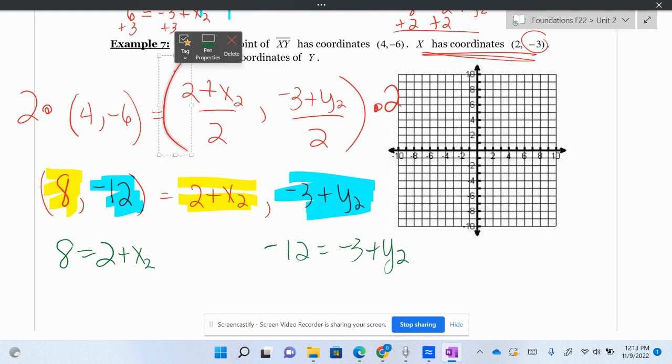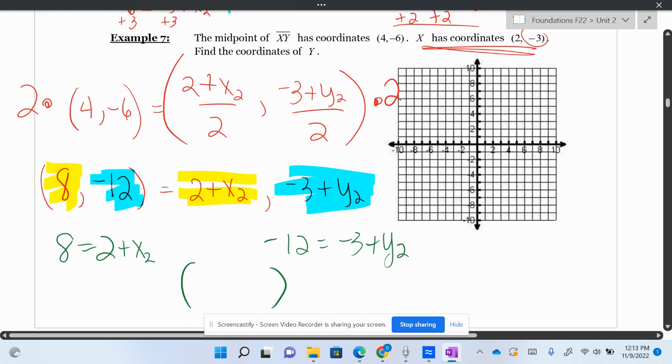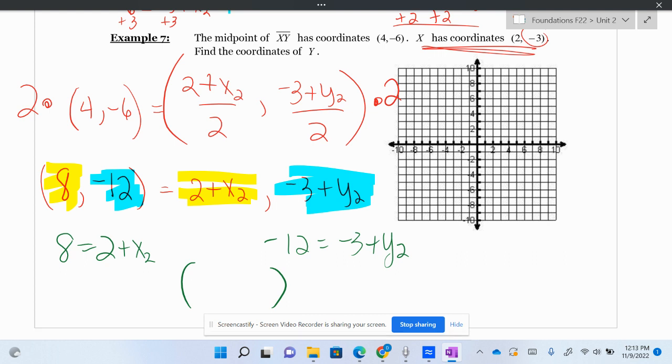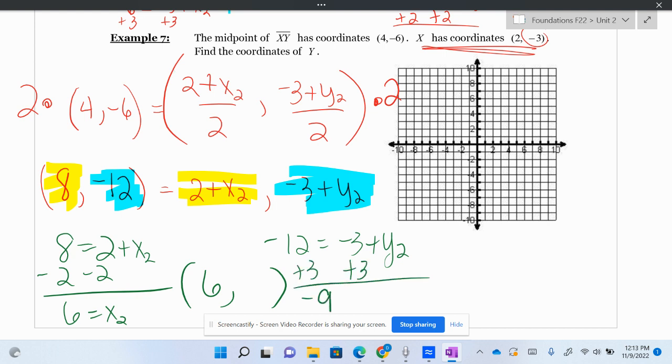Someone tell me what the x coordinate is. If I wanted to find the x coordinate, what would I do? Subtract 2 on both sides. So what does the x coordinate equal? Yep. So I'm going to put that in my ordered pair. If I wanted to find the y coordinate, what would I do? Add 3 on both sides. -12 plus 3 is -9, so that's my ordered pair.